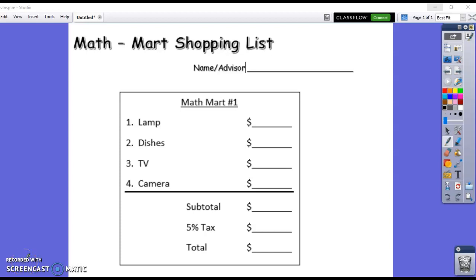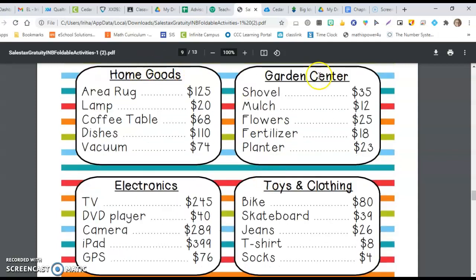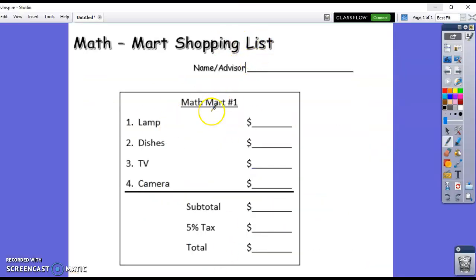Hi guys, we're gonna continue working with sales tax today, and today we're gonna go shopping at Mart. So if you look in your Google Classroom, you should have a Mart kind of price list of each item that they sell under different categories. You have home goods, garden center, electronics, and toys and clothing. So if I go back to my shopping list, we're gonna go under Mart number 1.